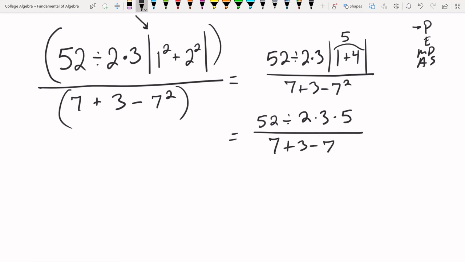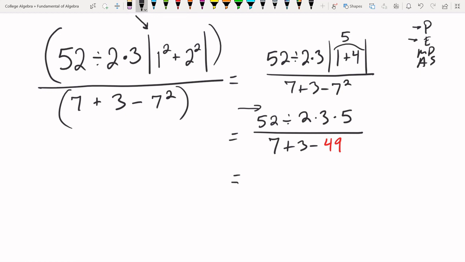Okay, now we can take care of stuff on the outside. So we can take care of exponents first. 7 squared is 49. So I'm just going to rewrite this 7 squared here as 49. Okay. And we can do multiplication and division. We have to work left to right. So on top here we have multiplication and division. I'm going to work that way.